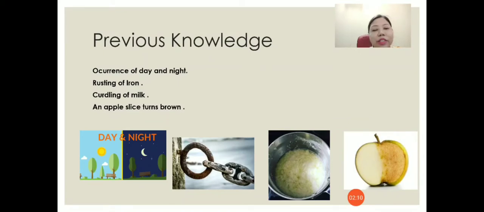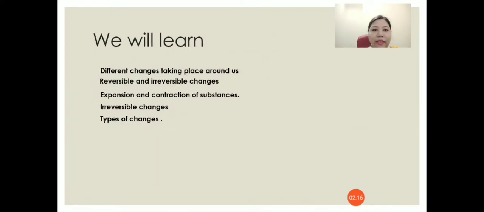So children, this chapter is about experiencing different changes around us. Let's see what we are going to learn in this chapter. In this chapter, we are going to learn about different changes taking place around us. We'll also be learning about reversible and irreversible changes, expansion and contraction of substances. We'll also learn in detail about irreversible changes, and also we will see what are the different types of changes which we see around us.